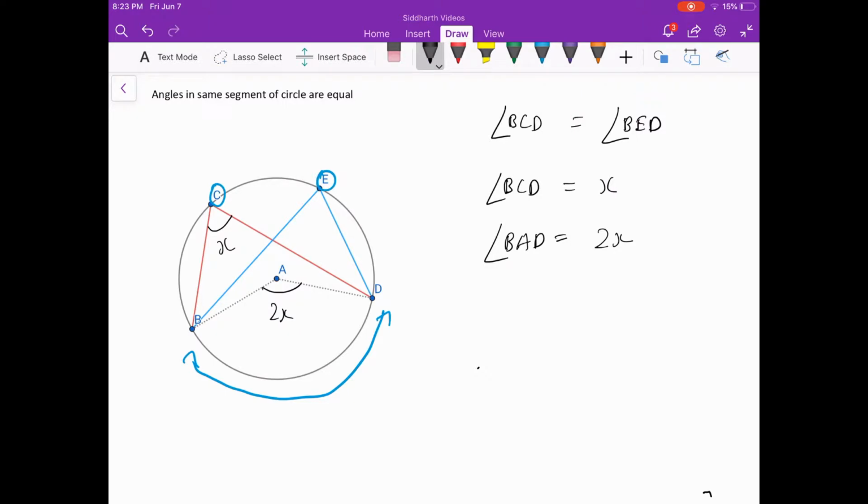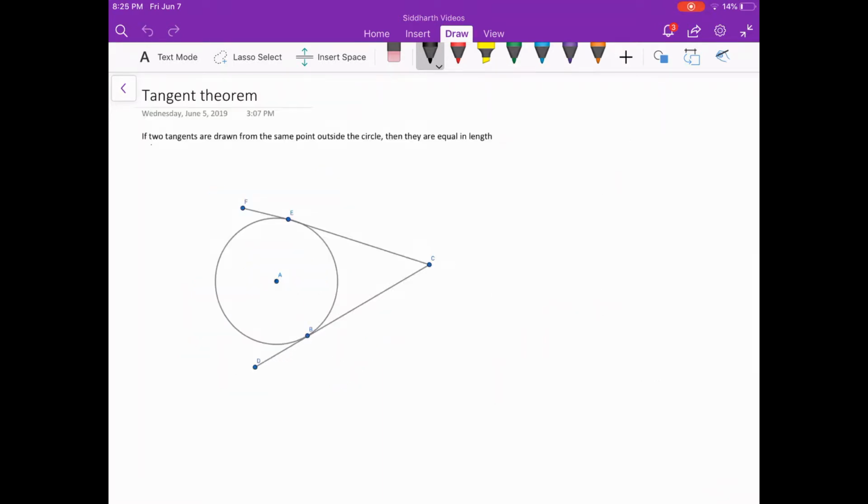As we can see, angle BED is also an angle at the circumference for the arc BD. Because of the previous theorem, it has to be half the amount of angle BAD, and half of 2x is x. So angle BED is equal to x. Now, because angle BCD and angle BED are both equal to x, they must be equal. And that's the proof. Tangent theorem.